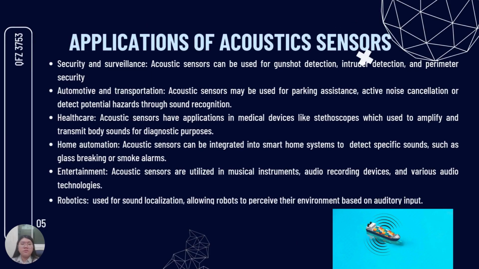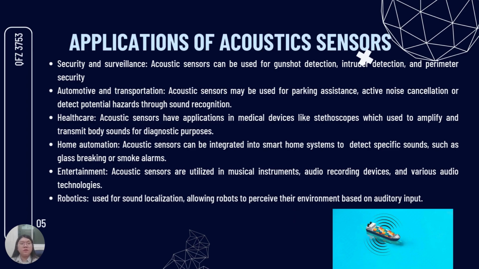The applications of acoustic sensors can be classified into six. Security and surveillance, like gunshot detection, intruder detection and perimeter security, can use acoustic sensors. Furthermore, acoustic sensors may also be used for parking assistance, active noise cancellation, or detecting potential hazards through sound recognition. So when we park in a shopping mall, we can use the sensor to help us find where the vacant parking lots are.